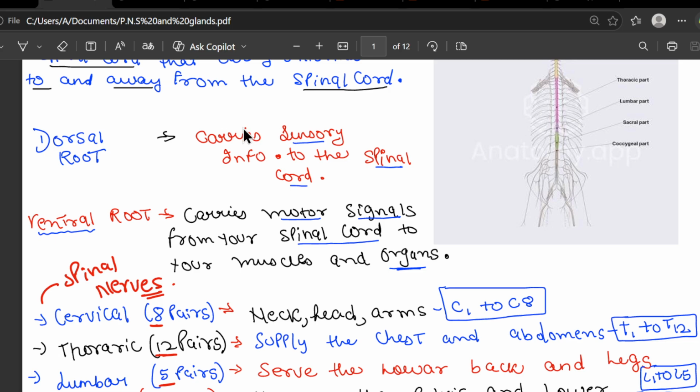Now, what is a dorsal root? Dorsal root is a root which carries all the important sensory information from your sensory organs, and it takes that sensory information to your brain.